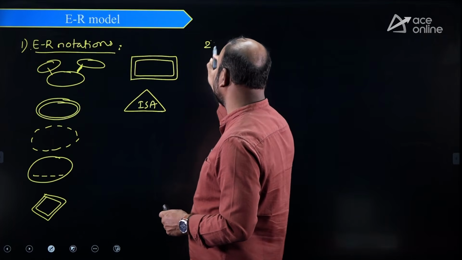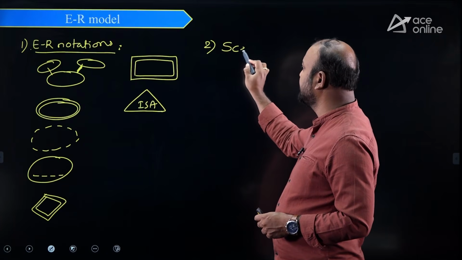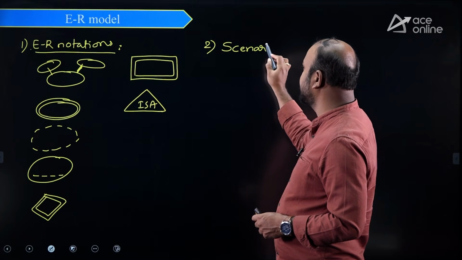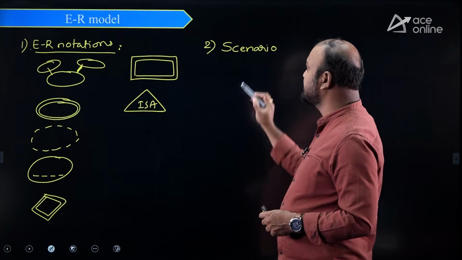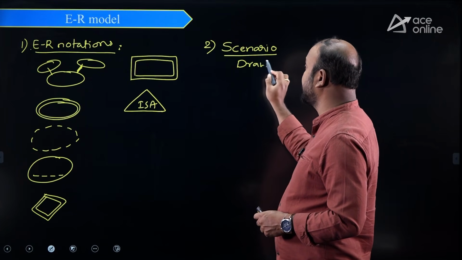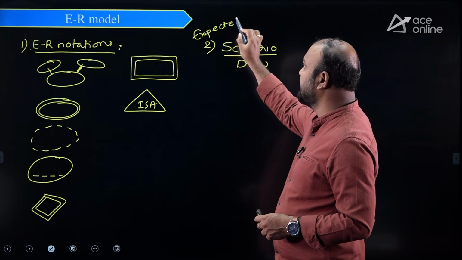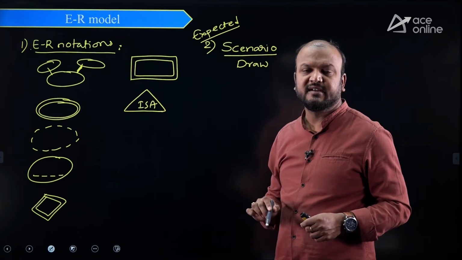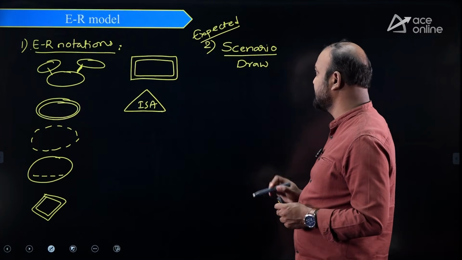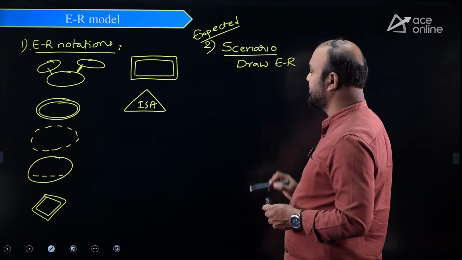And then you may be given some scenario. The second type of question you can expect is that you will be given a scenario. Scenario means some case study is given, and based on that case study, you have to draw the ER model. This is the expected type. I am telling you, this is the expected type. And these kinds of expected questions, I have included some of them in your test series.